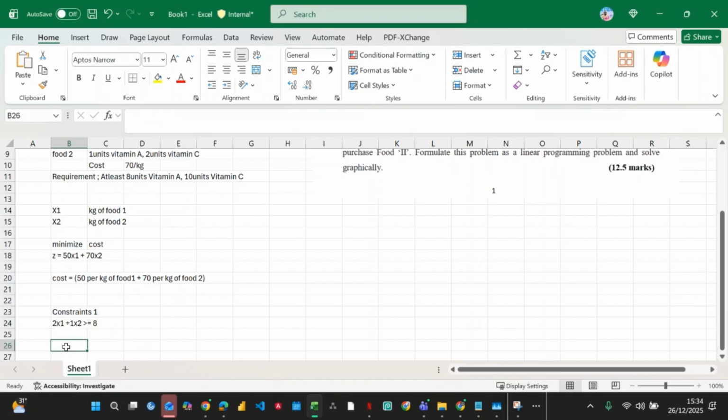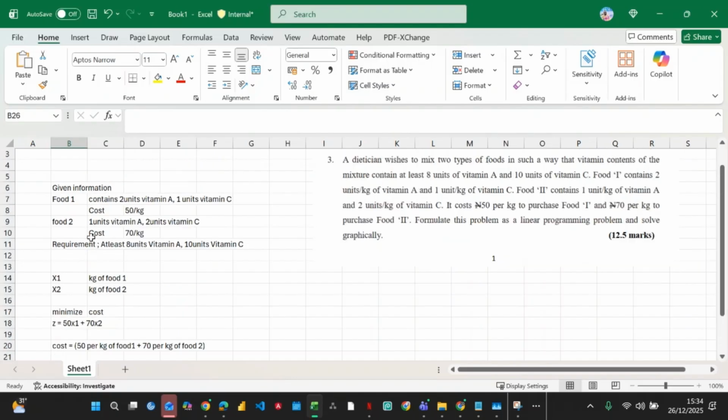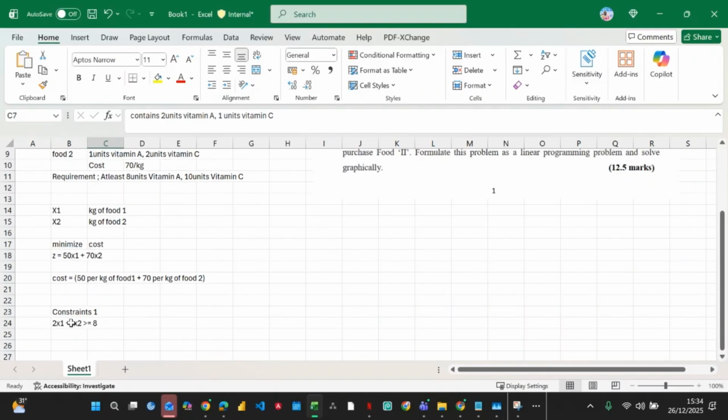Now, if you look at it from this guy here, what this means is that food one is going to produce 2 units of vitamin A per kg, and food two is going to provide 1 unit of vitamin A per kg. The total, at least 8 units at the end of the day. So that is why I have this.